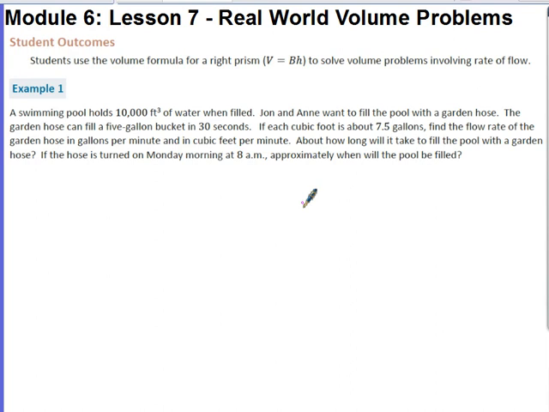Today's lesson is Module 6, Lesson 7, Real World Volume Problems. Your outcomes for today's lesson are students use the volume formula for a right prism, V equals B times H, to solve volume problems involving rate of flow.